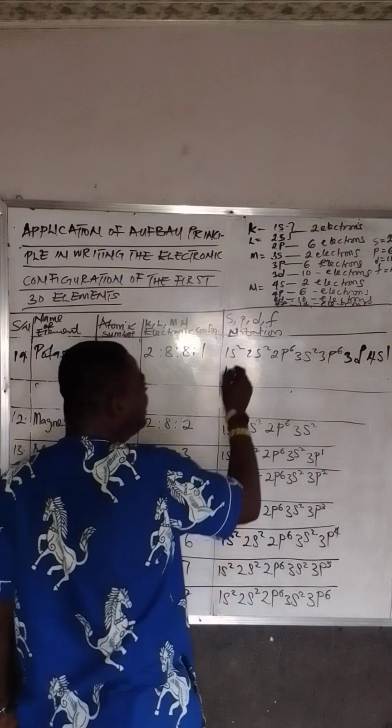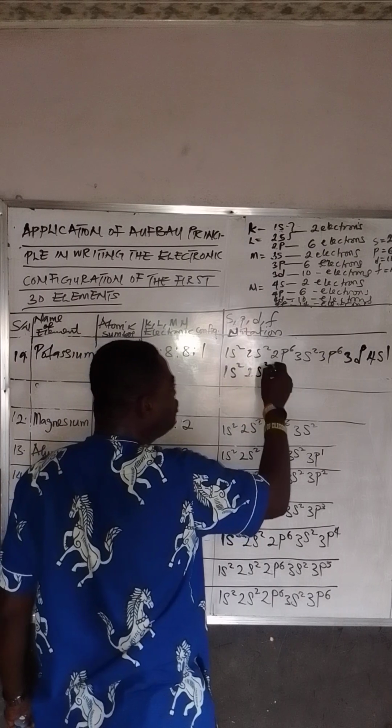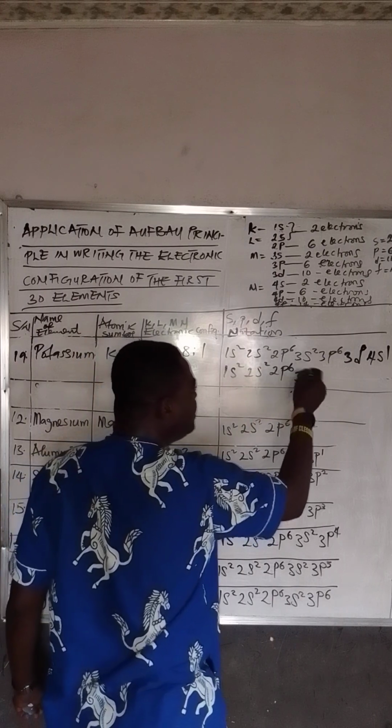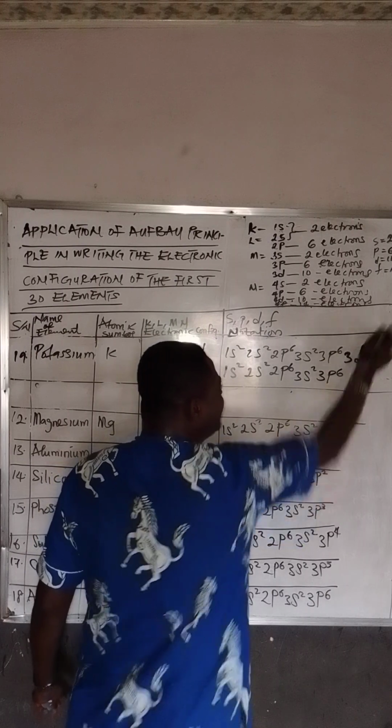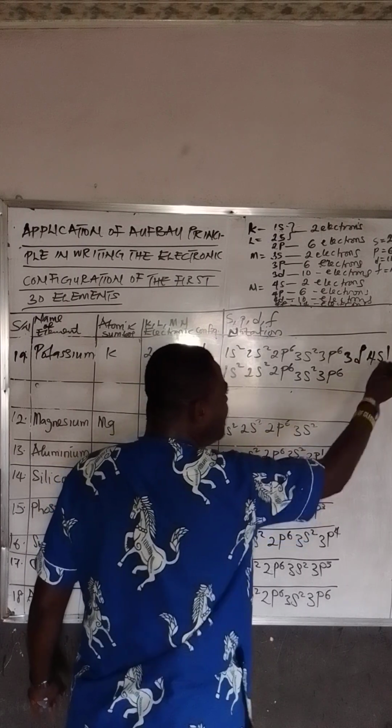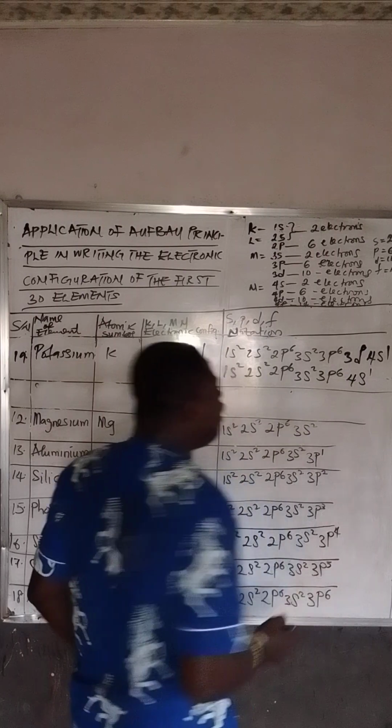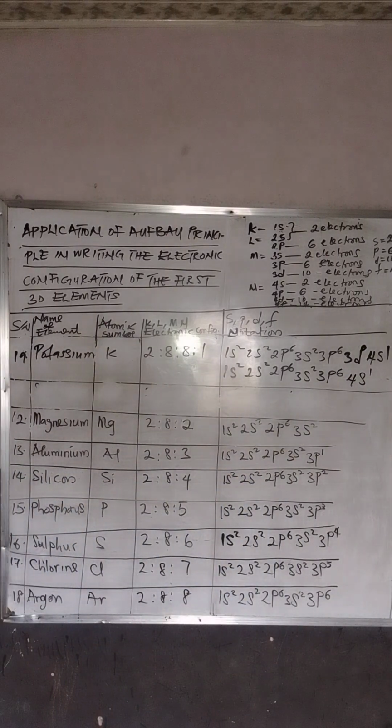But it is better to write it as 1s2, 2s2, 2p6, 3s2, 3p6. Omit this one. Anything to the power 0 is 1, is unity. Then you come to 4s1. So for potassium and calcium, there is no 3d. The 3d is there, but it does not carry electrons.